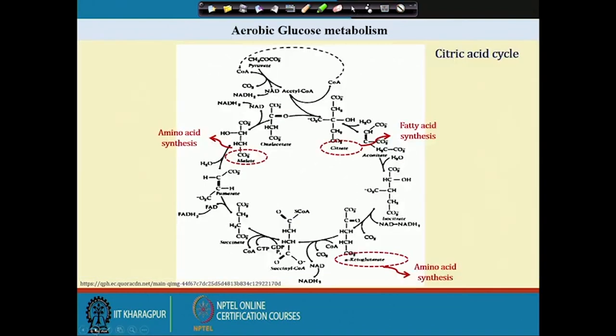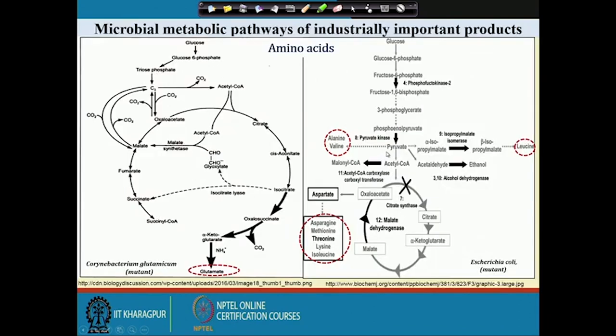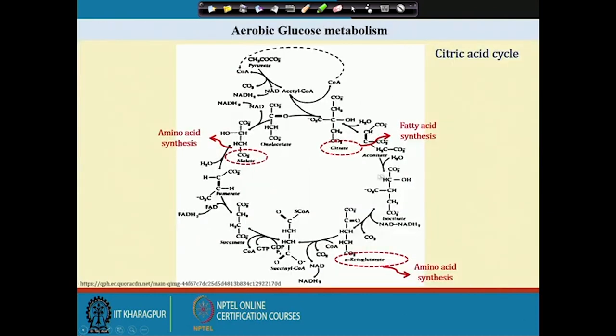Then we have the aerobic glucose metabolism pathway, where it passes through the TCA cycle, and you can see different molecules like citric acid. When you try to inhibit the subsequent steps by putting in inhibitors for the aconitase enzyme and isocitrate dehydrogenase, we get citric acid accumulation. We can synthesize different amino acids by using this process.